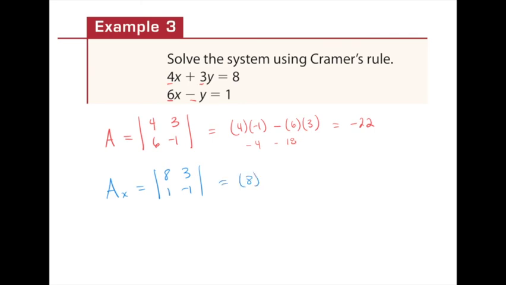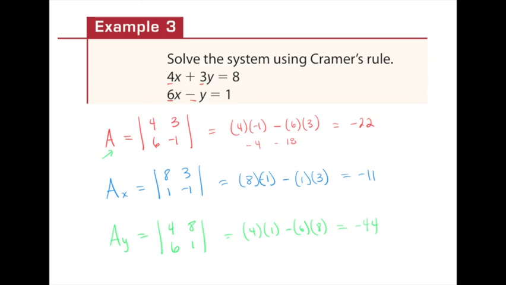Now I'm just going to do a 2 by 2 determinant. I'm going to say 8 times -1 minus 1 times 3. So -8 minus 3 gives me -11. Then I'm going to do the same exact thing with my y column. I'm going to take my original, leave my x column alone, and replace my y column with an 8 and a 1. Now I'm going to do another determinant: 4 times 1 minus 6 times 8. That gives me 4 minus 48, -44.